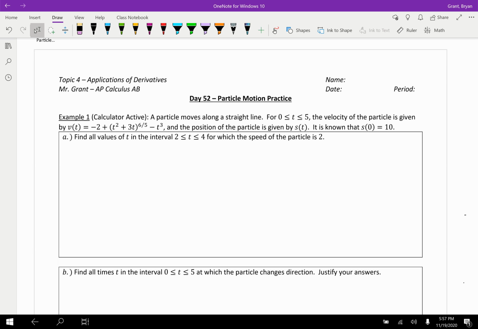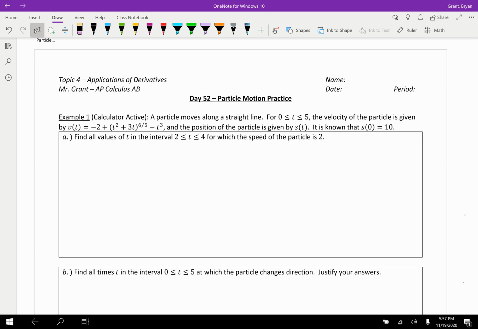Alrighty, welcome back to our last day of semester one. We're going to conclude our applications of derivatives lessons today with a little bit more particle motion practice. And actually, you already know how to do all of this.